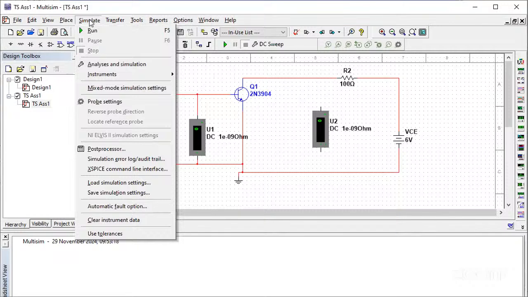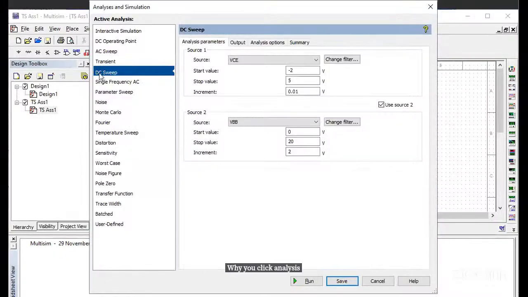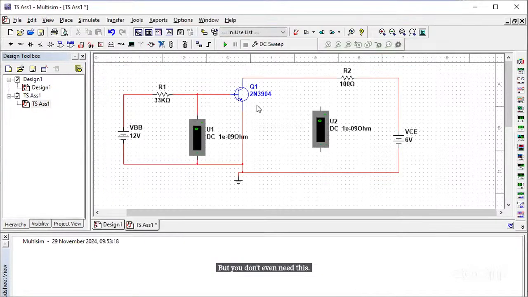Look at what I click there, simulate. Then click analysis and simulation. When you click analysis and simulation, then you come to DC sweep. DC sweep, and then you set your VCC and VBB. Then go to your output, pick Q1 in bracket IC, move it to it. But you don't even need this. You don't even need it.